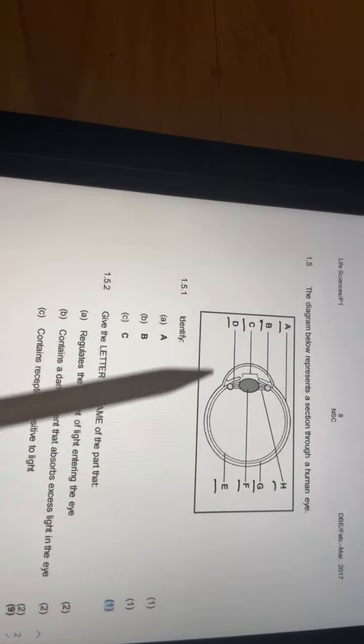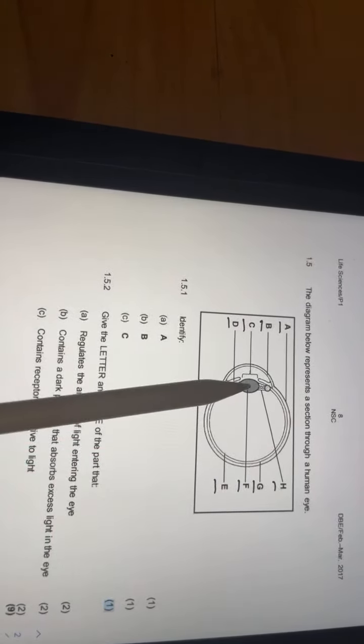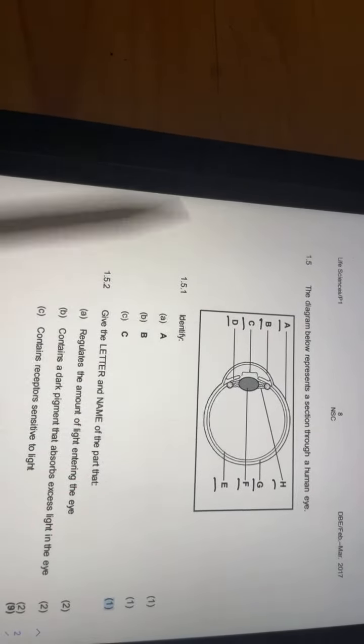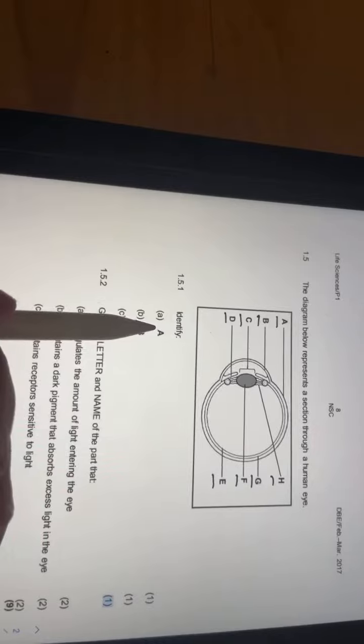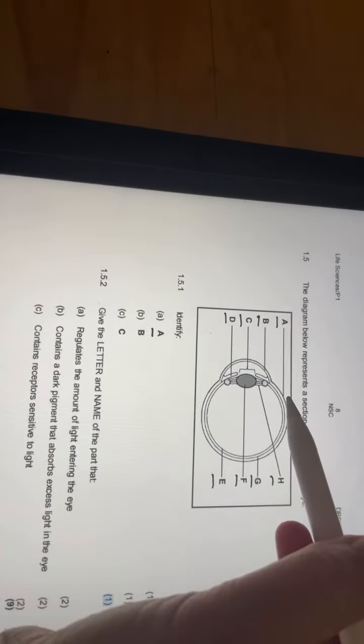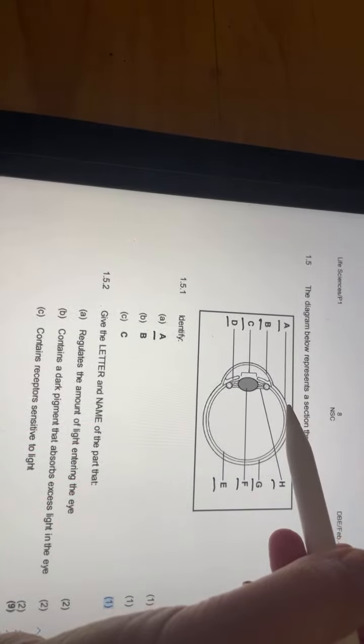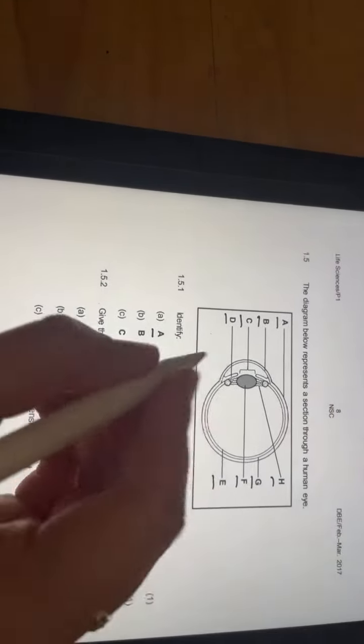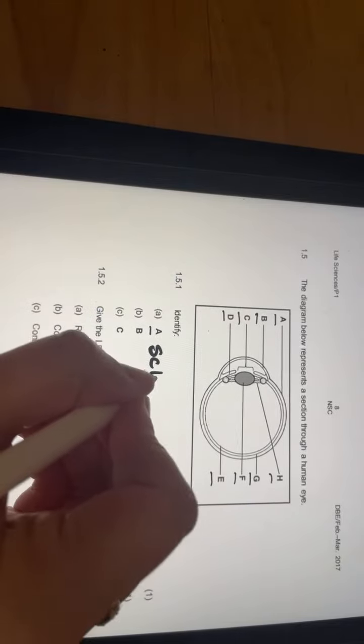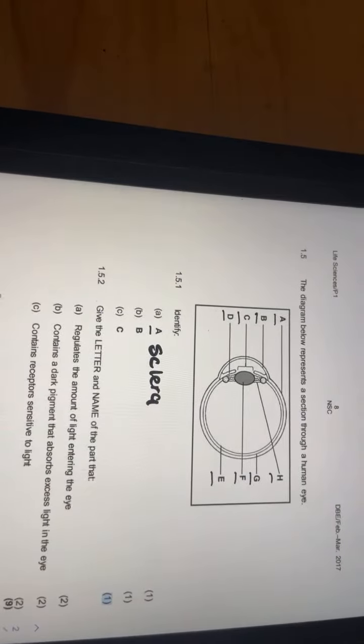So what I suggest you do is once you've taken a little look here and you've identified and you say, okay, that's the lens, the sclera, here's the cornea, pupil, lens, etc., you feel a bit more comfortable, we go into the questions. So the first bit is very easy. You have to identify A. So A is pointing to this outer region of the eye over here. Please be careful not to label that the conjunctiva. That is the sclera, which is the protective covering of the eye.